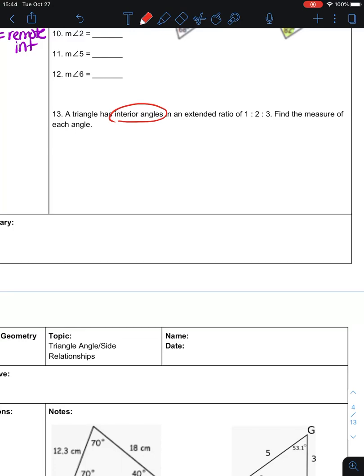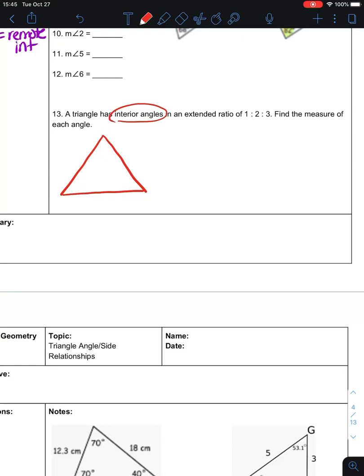A triangle has interior angles. So as soon as you see that, you got to be thinking, okay, the interior angles of a triangle add to 180. Now, the first thing I notice is that I'm talking about a triangle, and I don't even have a triangle in the picture. I don't have a picture of one. So I'm just going to draw one because it helps me to frame out how I'm going to work this problem. Has an extended ratio of 1 to 2 to 3.